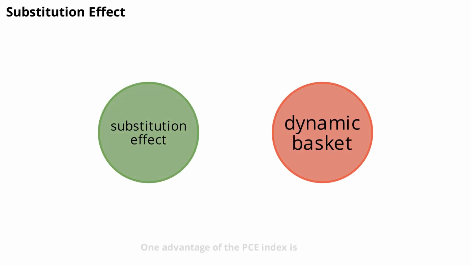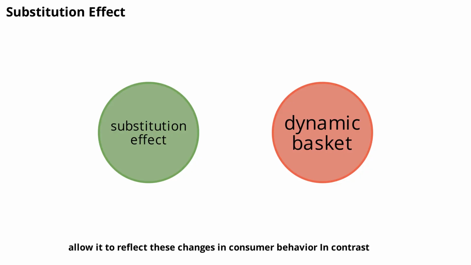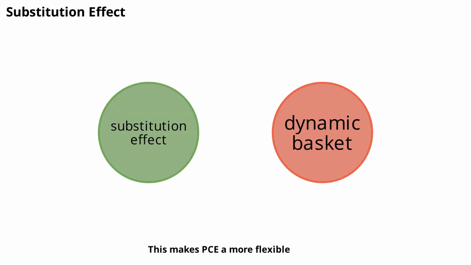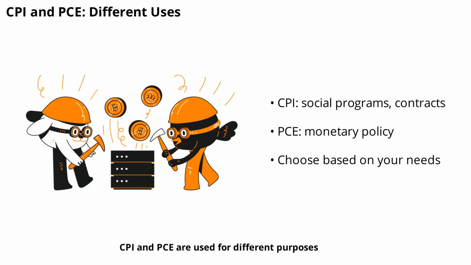An advantage of the PCE index is its ability to account for the substitution effect. When prices for certain goods rise, consumers may switch to less expensive alternatives. The dynamic basket and Fisher-Ideal formula used in PCE allow it to reflect these changes in consumer behavior. In contrast, the fixed basket in CPI does not adjust as quickly, potentially overstating inflation if consumers are actively substituting. This makes PCE a more flexible and responsive measure in changing economic conditions. CPI and PCE are used for different purposes.